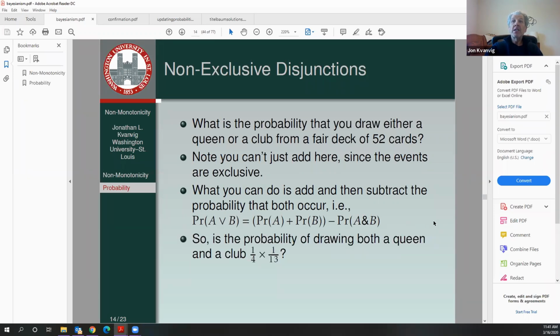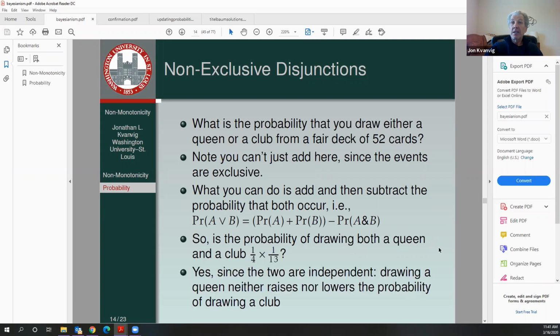So what's the probability of drawing, here we turn to conjunction, both a club and a queen? Is it 1/4, that's the probability of drawing a club, times 1/13, the probability of drawing a queen? Yes, because the two are independent. Drawing a queen neither raises nor lowers the probability of drawing a club. So I give this example to help you see that when you turn from a disjunction, drawing either a club or a queen, to a conjunction, drawing both a club and a queen, the language of exclusivity drops out of the picture entirely.